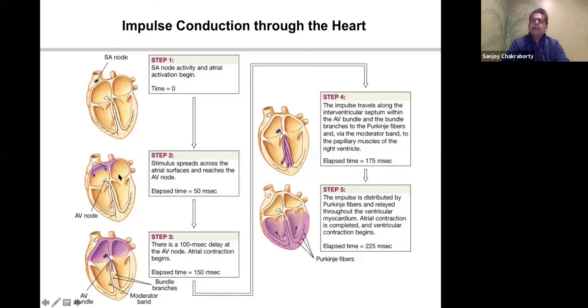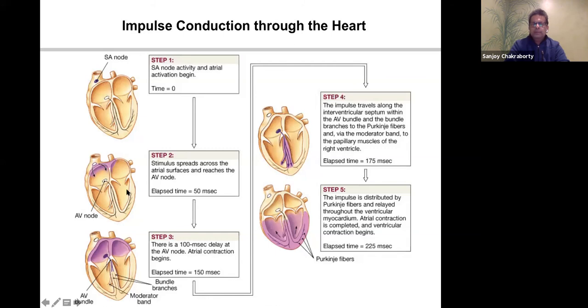So now what will happen next? Once atria depolarize, atria will contract. So when atria contract, blood goes through these two AV valves into the ventricle. So the tricuspid opens up, it goes here, the bicuspid opens up, it goes in the left side.